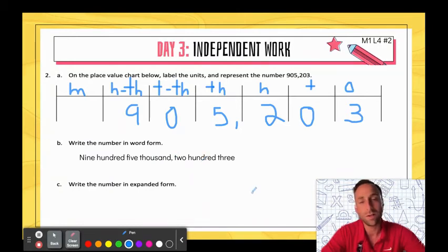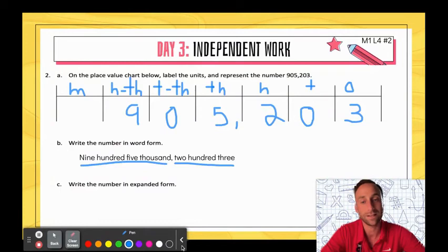905,203. Notice how there's no ands there. I don't say 905,203. There are no ands whenever we are transferring from standard form to word form. And whenever we say the number, we should be saying it without the word and also. So again, it would read 905,203. That is my standard form to word form.